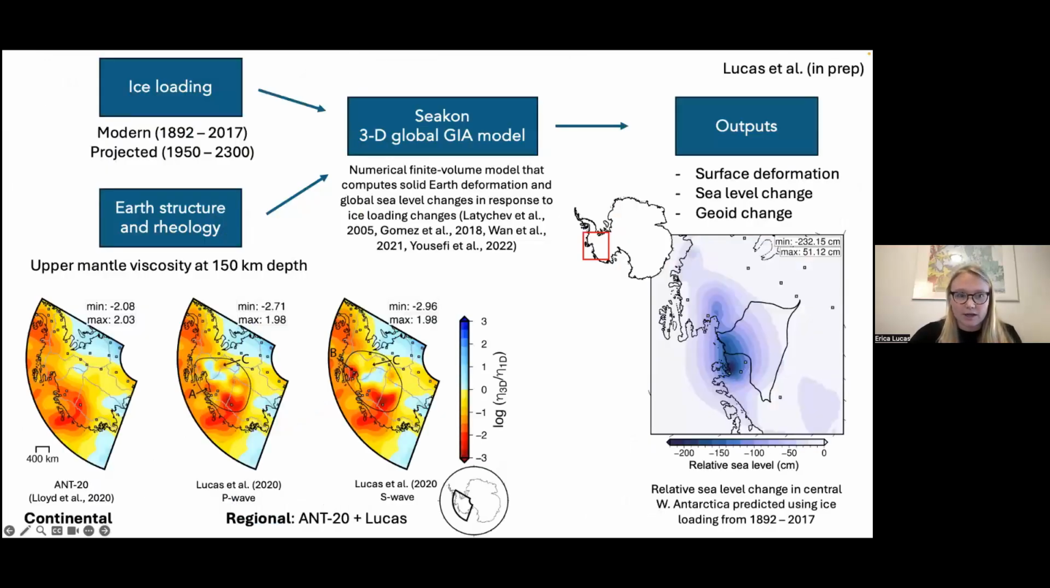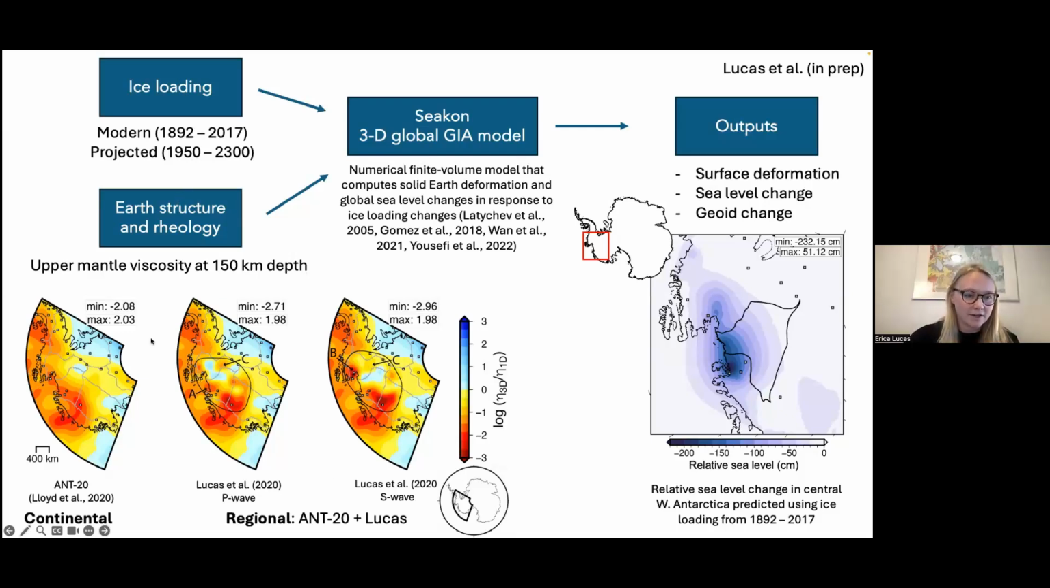So currently I'm working on investigating how this actually impacts GIA using the CCON. It's a global 3D glacial isostatic adjustment model that computes solid Earth deformation and global sea level changes in response to a given ice loading change. So for my current work, I'm using ice loading changes for the modern, so over the past 120 years or so, and then projected ice mass changes in the region, or actually across the continent out to 2300.